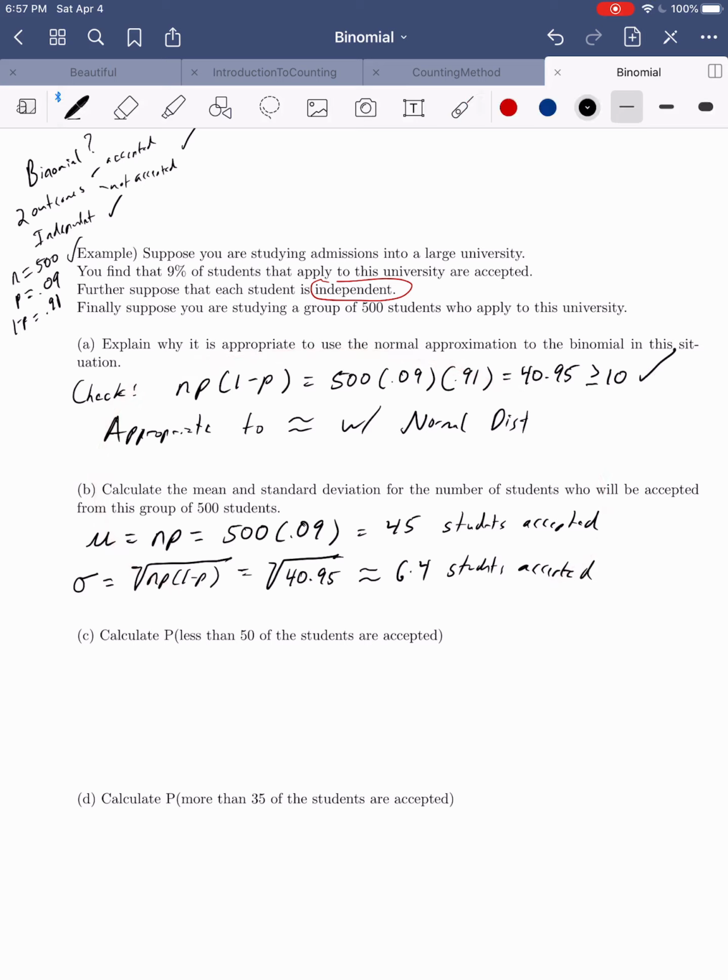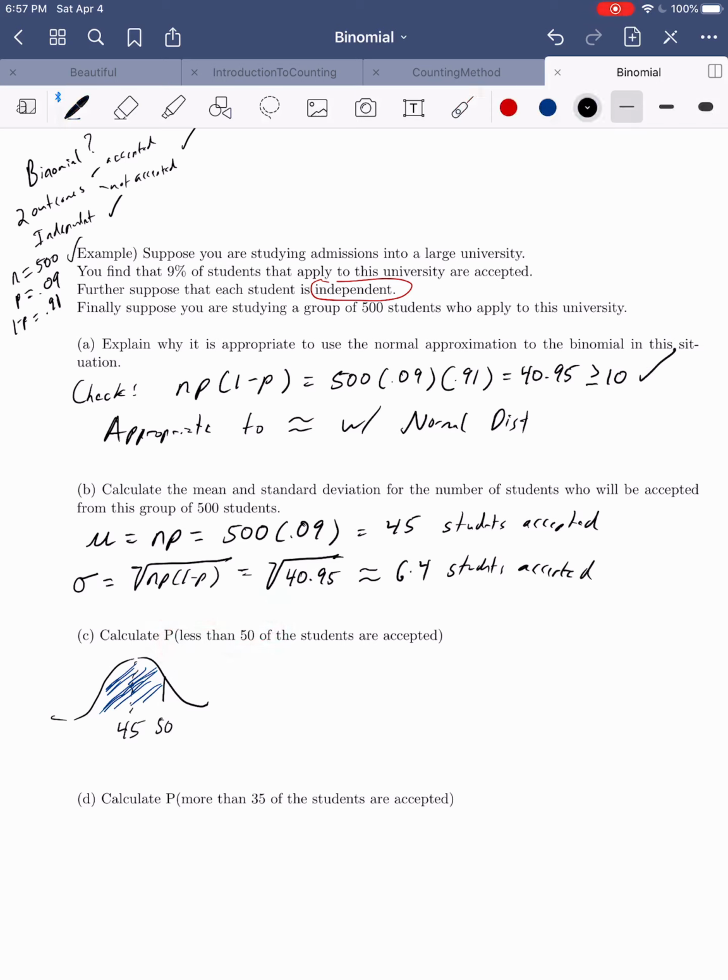So we can do that. We can draw our bell-shaped curve. This should feel sort of familiar. We can put our middle here at our mean, which is 45. We're interested in 50, right? Less than 50. So 50 would be located over here. And then, of course, we'd be shading in the stuff to the left because we're interested in the probability that less than 50 are accepted.